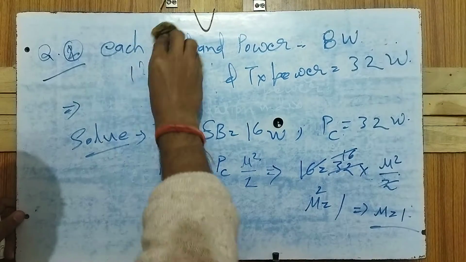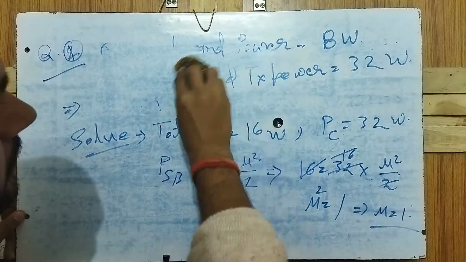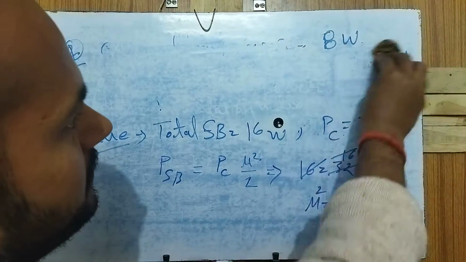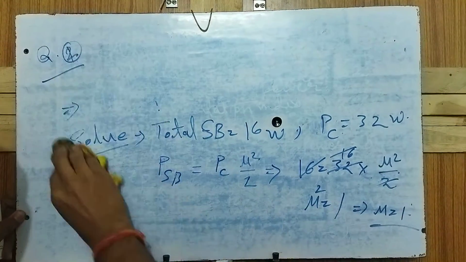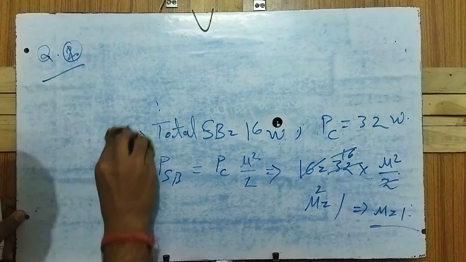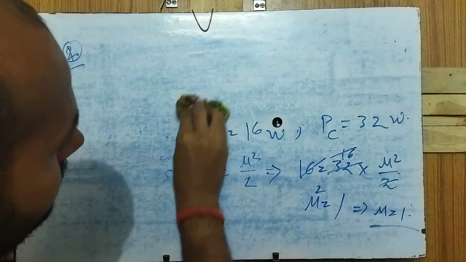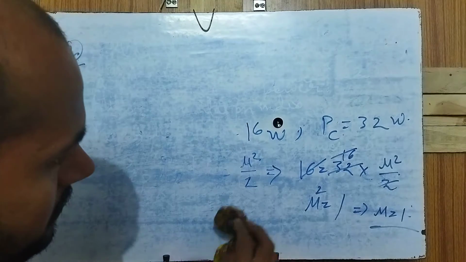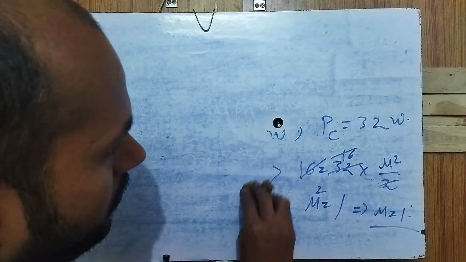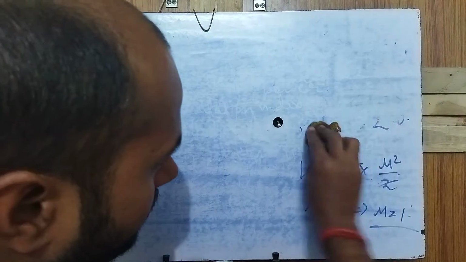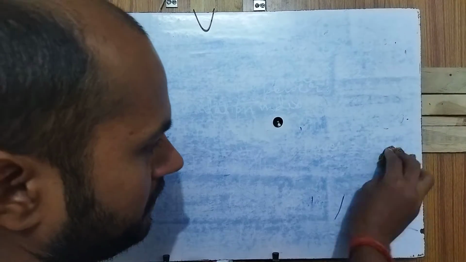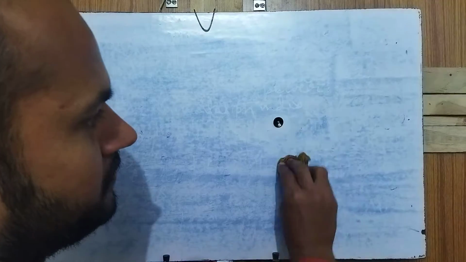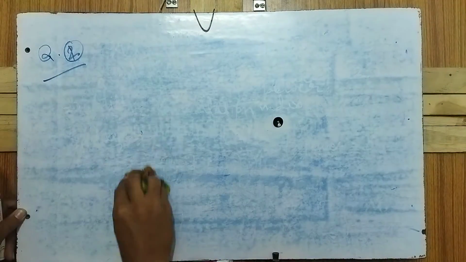Here again, if the carrier power is 32 and sideband power is 16, what will be the total power? 16 plus 32. Half of the 32 is 16 that will be added, which means mu is 1, 100% modulation. Shortcut method, right?